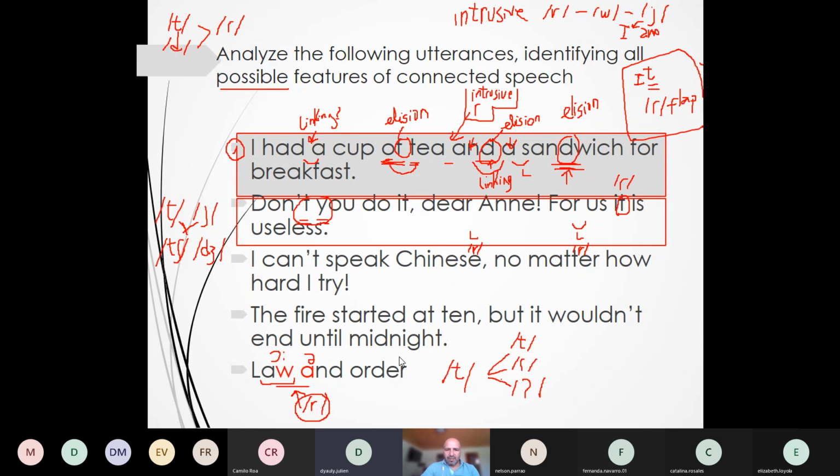Okay, good. So any other feature that you were able to identify, guys? What about here? It's like do it, not do it. Do it, right? It's strange in that way. Do it. Don't you do it?